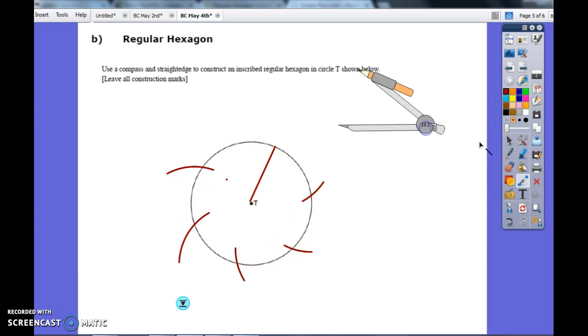So what we're going to do with those, same thing we did as the square. We're going to connect them. And you will start seeing the hexagon being formed. All right, all lengths being the same.